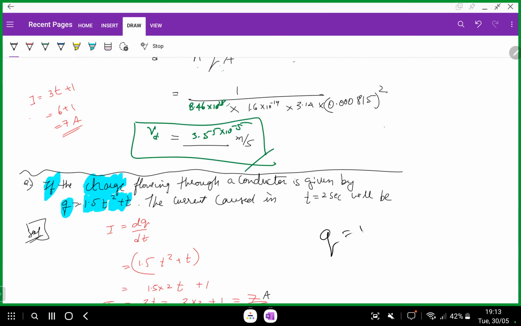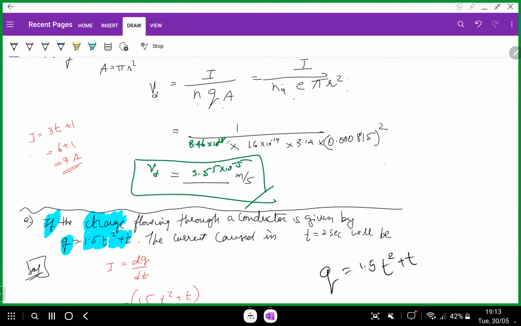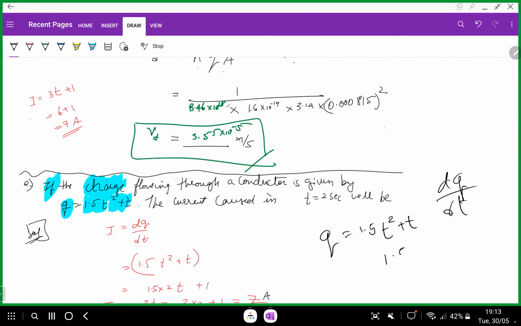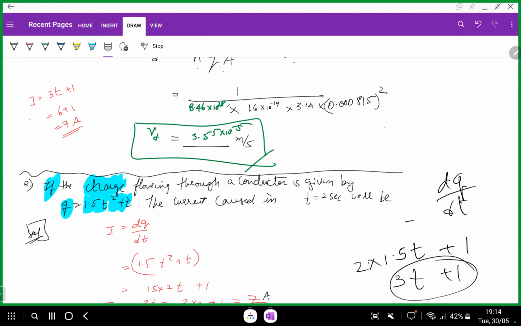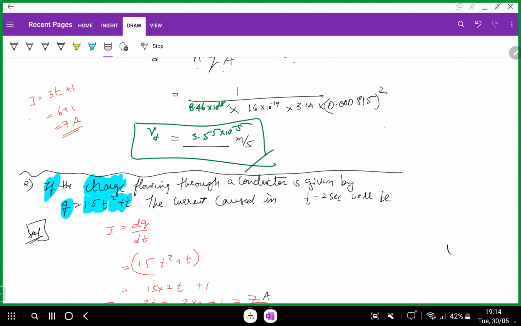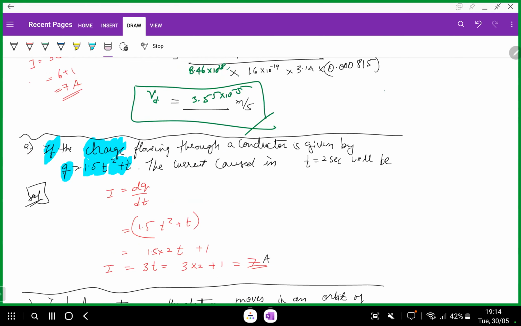Q equals 1.5 T square plus T. So we'll differentiate here, dq by dt. Remember, differentiation means decreasing and integration means increasing. So here it will be 2 into 1.5 T plus 1, so it will be 3T plus 1. That will be the final differentiated form. Then we will substitute the value T equals 2.